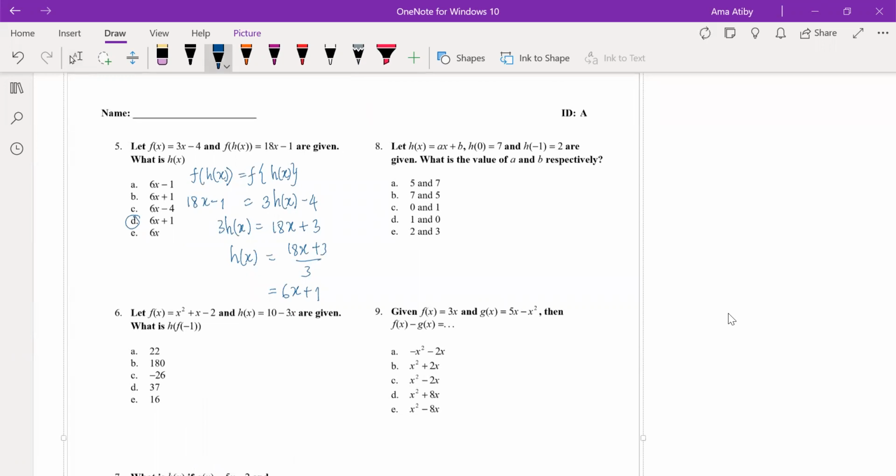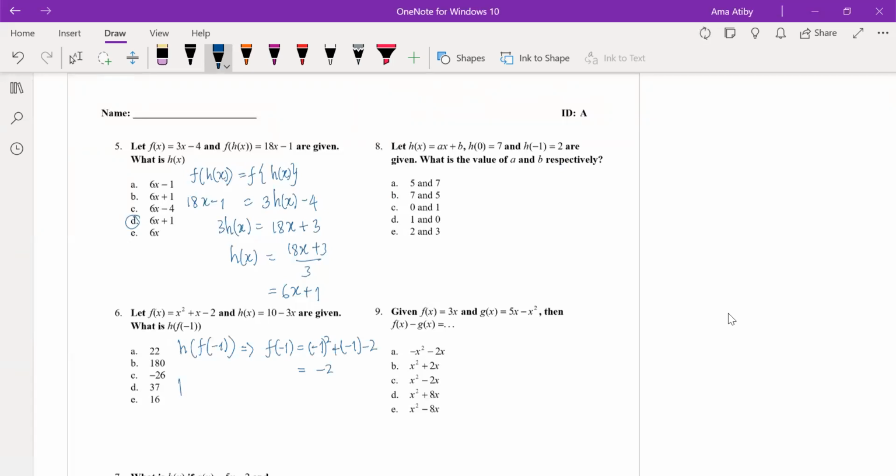Next, let's move on to question number 6. We are given the function of f and the function of h. Find h of f of minus 1. Here we are going to first find f of negative 1. So it is equal to (negative 1) squared plus (negative 1) minus 2. Sorry, the negative 1 should be in brackets like this. So it is 1 minus 1 is 0, so it is negative 2.